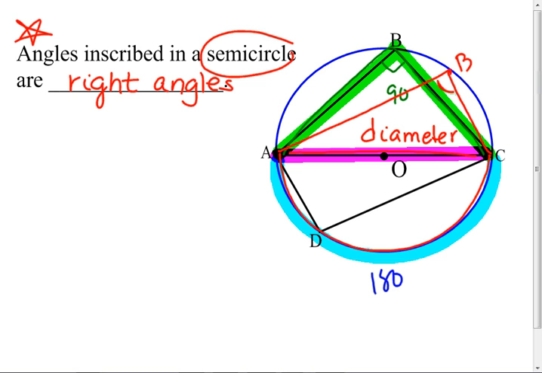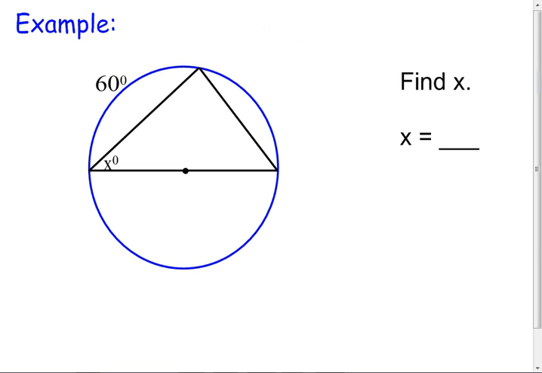I put the vertex on the circle itself. That's what inscribed means. Scribe means to write. On the circle, not in the interior. We will get to ones with interiors. And there are theorems, or we could just figure it out. Sometimes it's just easier to figure it out.